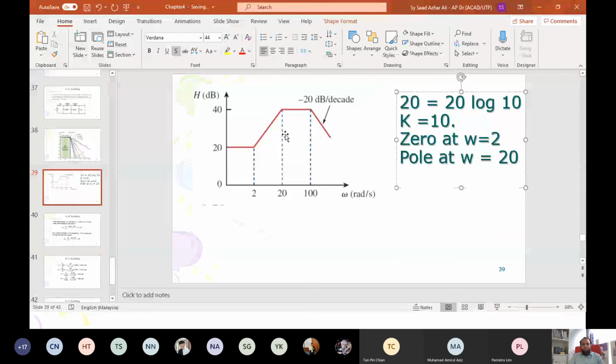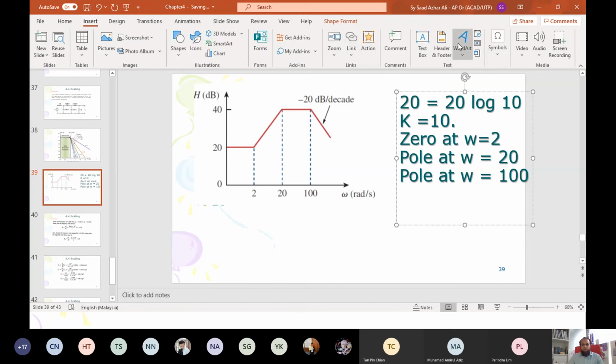Okay, what happened after at 100? So it kept on going like this. At 100, there is again a decay, minus 20 dB per decade. So can I say there's another pole at omega equal 100? Right? So can I say in a way that this is something?